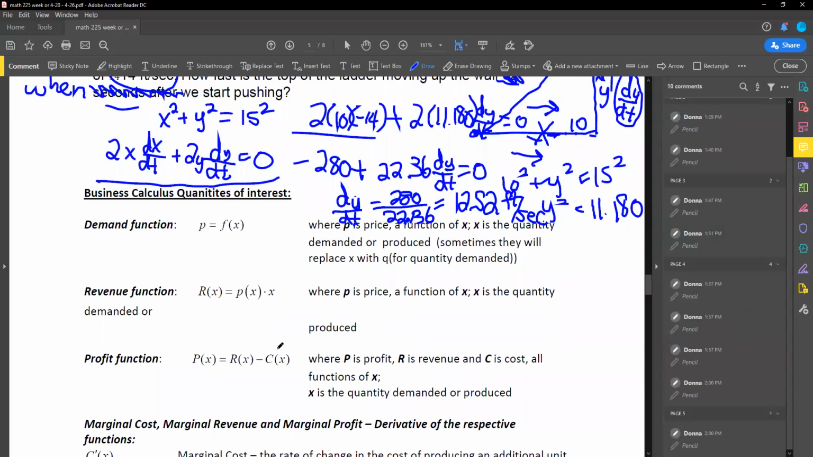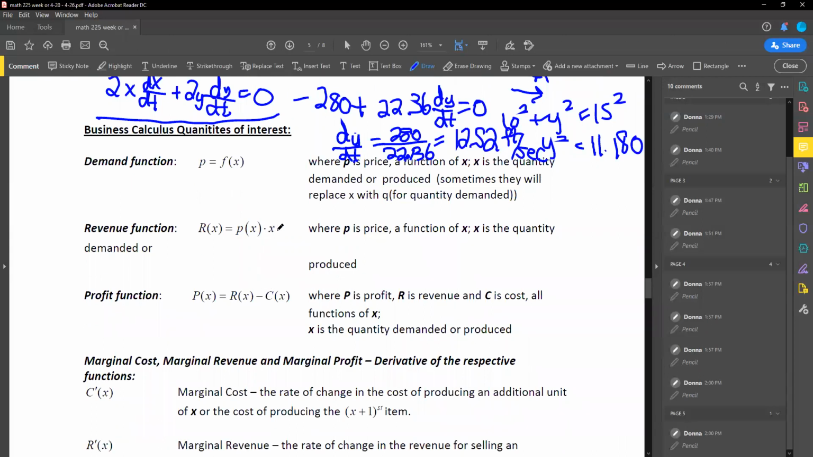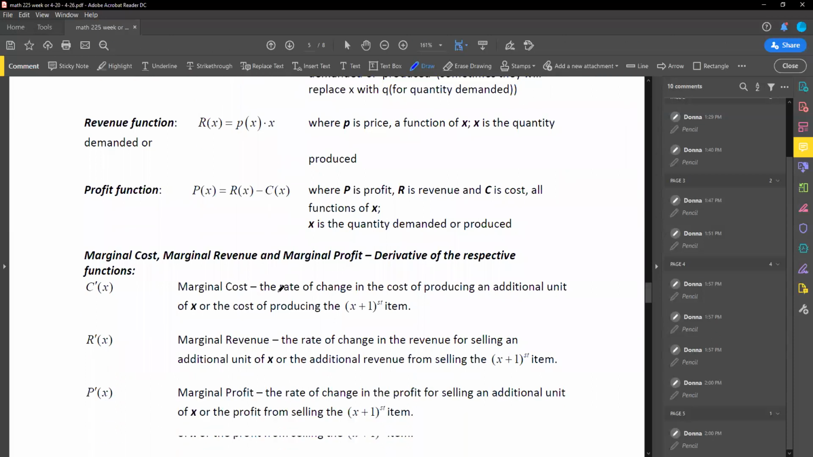So I've thrown in some business calculus quantities of interest, just things that you should know. They talk about supply and demand. They use the letter P for demand. P is a function of X, where X is the quantity demanded or produced. Sometimes they'll use Q instead of X for the quantity demanded, so just something to keep in mind. The revenue is the price times the quantity demanded. That kind of makes sense. It's how much I'm selling it for times how many I sell. The profit is revenue minus cost.